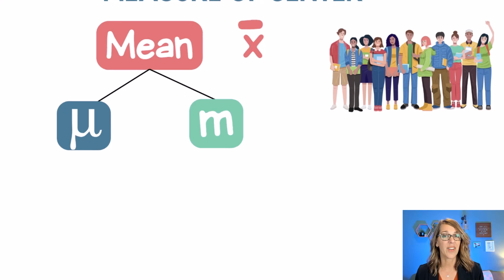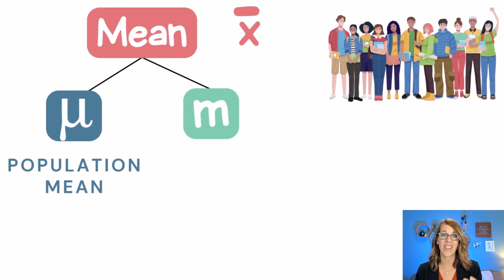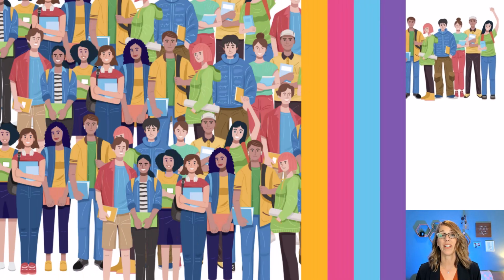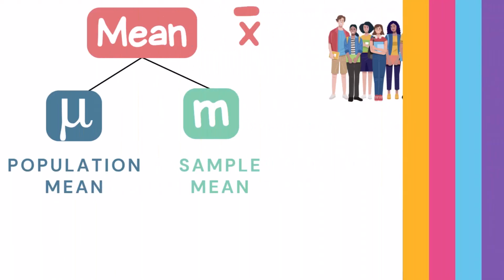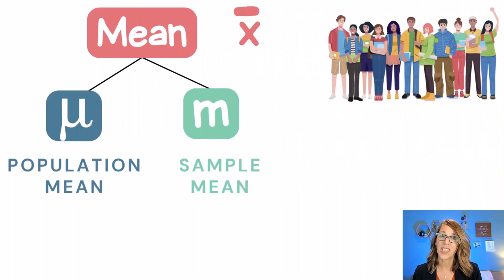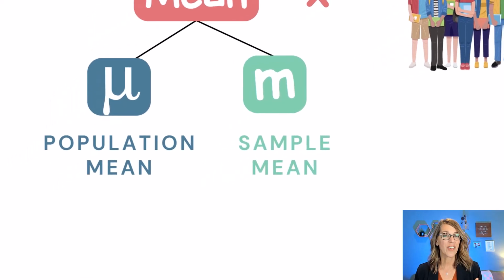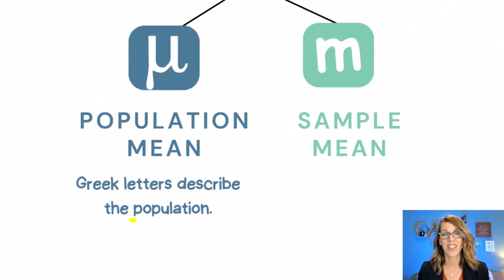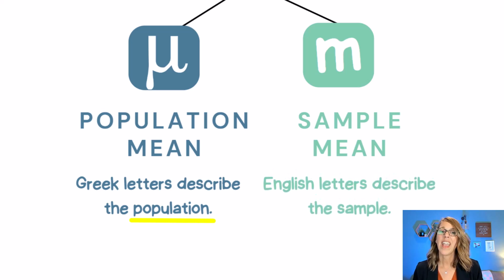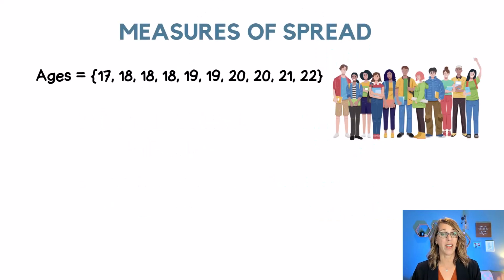If we use that Greek letter mu, we are saying that this is the mean for an entire population. If instead we use the English letter m, we are saying that this is a mean specifically for a sample. Generally in statistics, Greek letters describe a population measure and English letters describe a sample measure. But we can also talk about how spread out our data is, starting with the range.